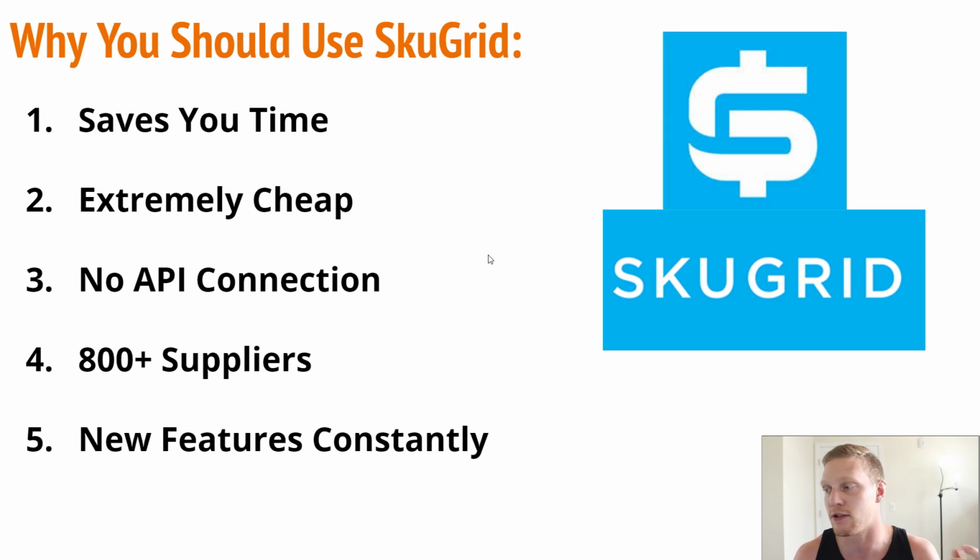So, I mean, VAs really aren't that expensive, but I know a lot of people are on a tight budget when they first start eBay dropshipping, and Sku Grid is dirt cheap. It's literally, if you're spending more than $15 a month, you're doing something wrong. I'm going to tell you that right now. So it's extremely cheap and it saves you time.